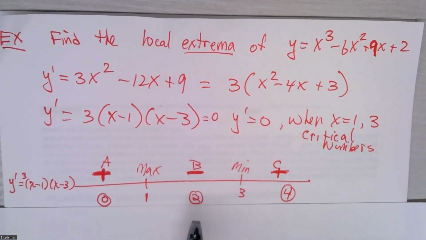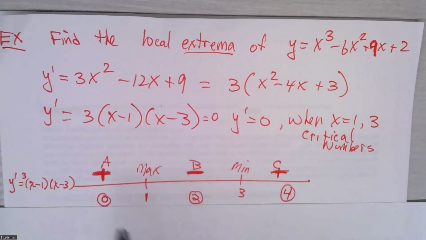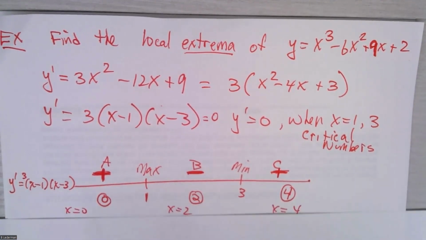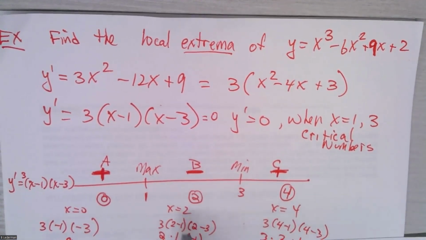So what I do is I take test points. Here I took a test point of 0 because it's less than 1. Here I took a test point of 2 because it's in between 1 and 3. And here I took a test point of 4 because it's higher than 3. I plug each test point into the derivative. When I plug in x equals 0, I get 3 times negative 1 times negative 3, which is positive 9, a positive number. So put a big plus there.